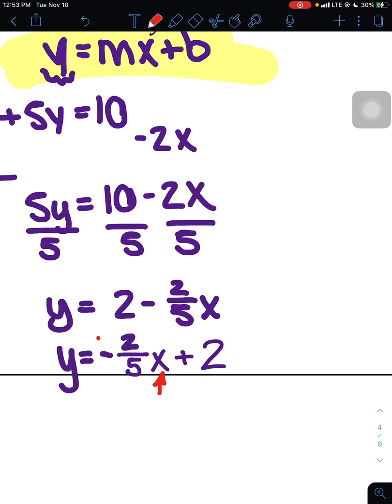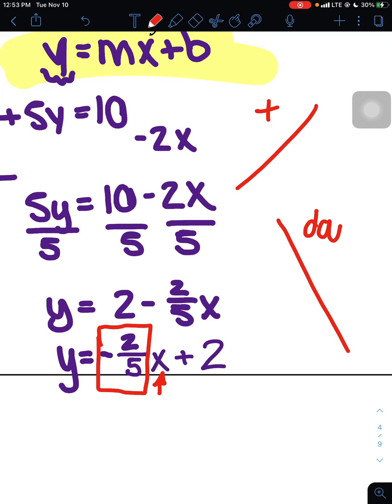And I see the coefficient in front of that is going to be negative 2/5. So notice how I'm including the negative sign. So I want to take the entire coefficient, so that's inclusive of the sign. So I need to know if it's positive or negative, because again, that determines the direction my graph is going to go. It's either going to go up for positive or down for negative.